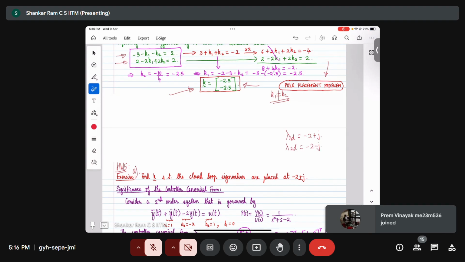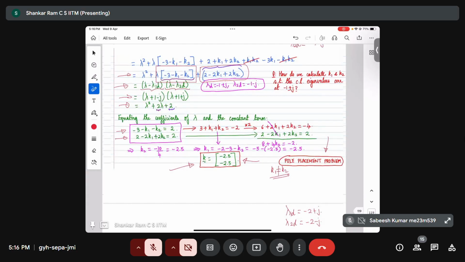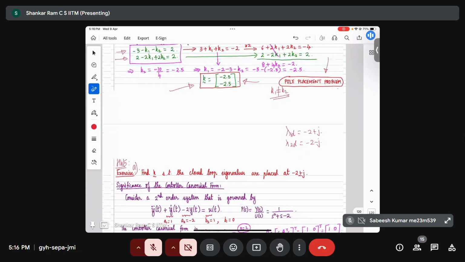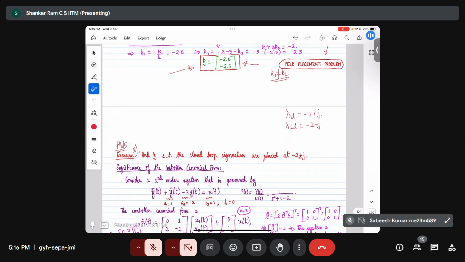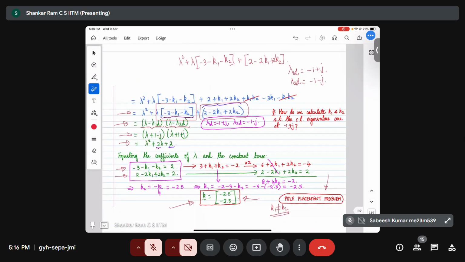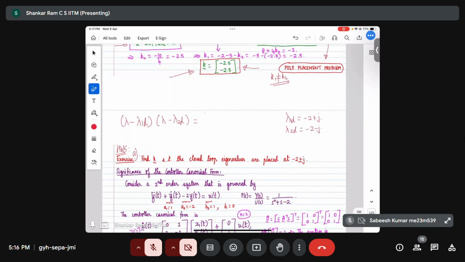Lambda 1 and lambda 2, what you have written, that will change. Lambda 1 design and lambda 2 design will be changing. Consequently, you will have the closed loop characteristic polynomial, which we form as lambda minus lambda 1 design times lambda minus lambda 2 design. Till here, till this blue equation, it will be the same. The coefficient of lambda and the constant will change.